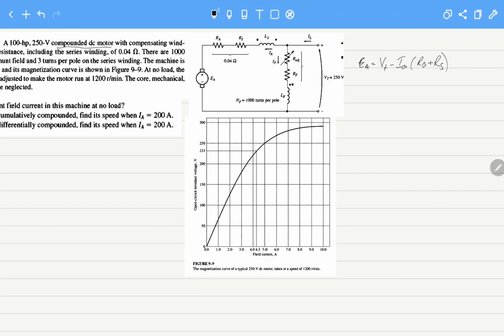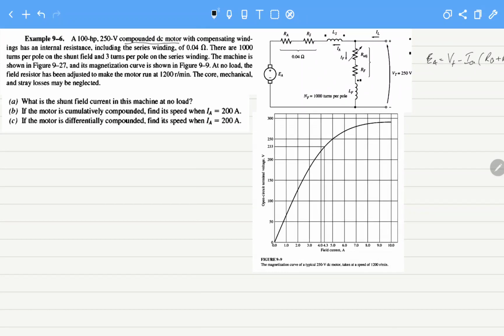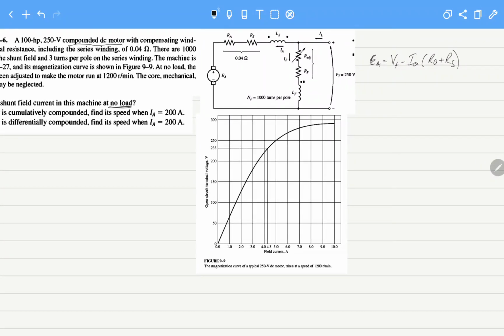So the first question it talks about is what is the shunt field current in this machine at no load. Now what it is saying is that when this machine is running at no load, we have no load attached to the machine, how much current is being drawn by the shunt field winding.